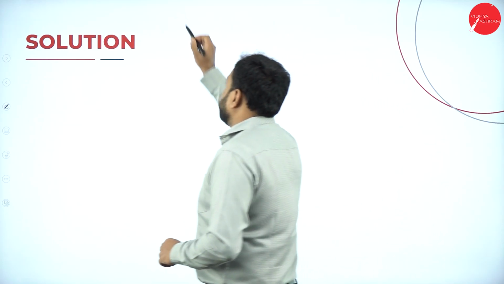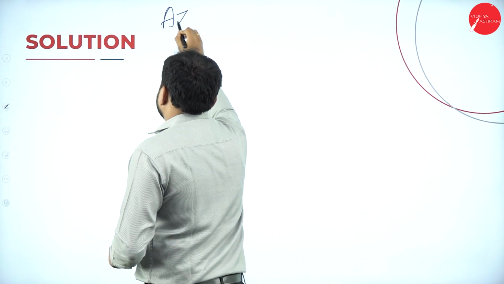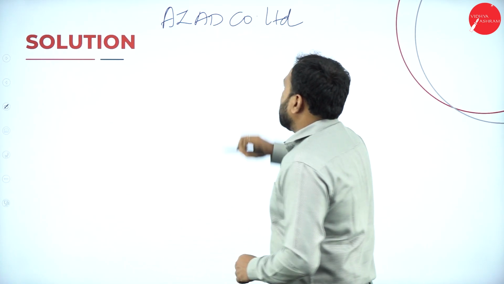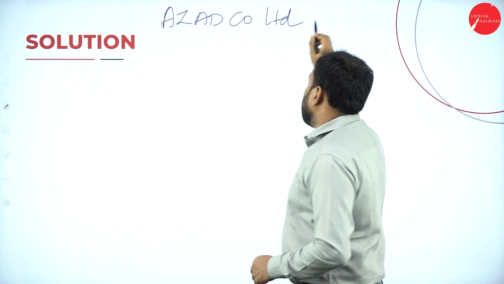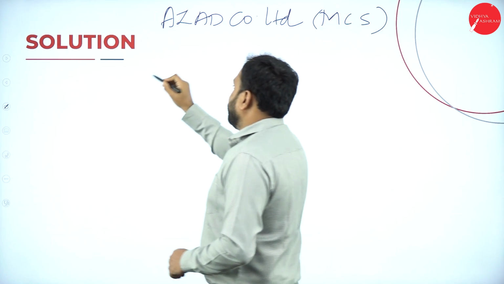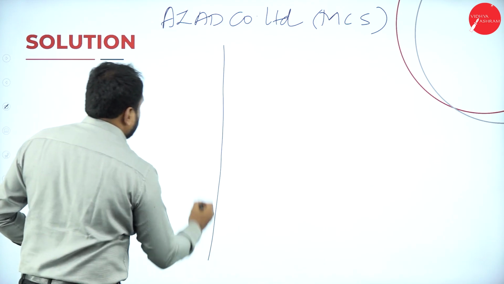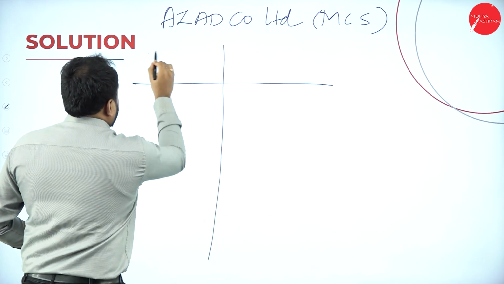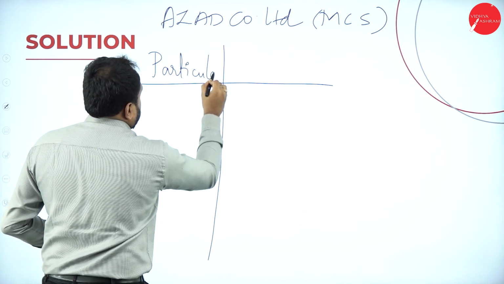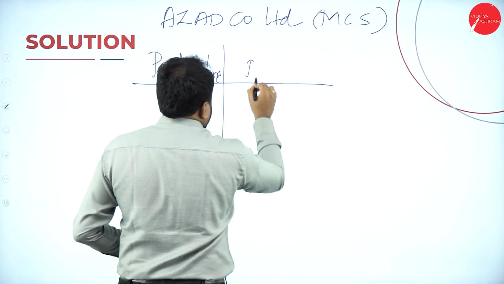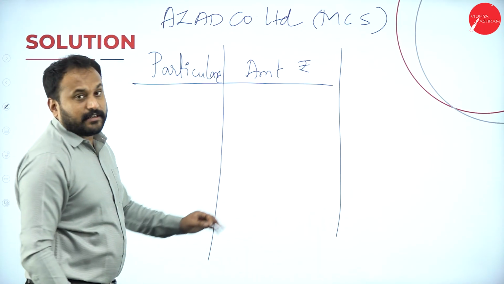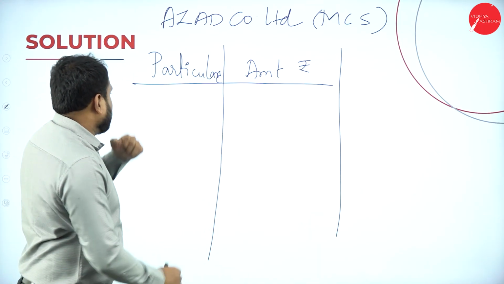So solution here, first we'll write Azad Company Limited marginal costing statement here. So first thing is, I'll draw here particulars. Here it is amount. Denote that in rupees.